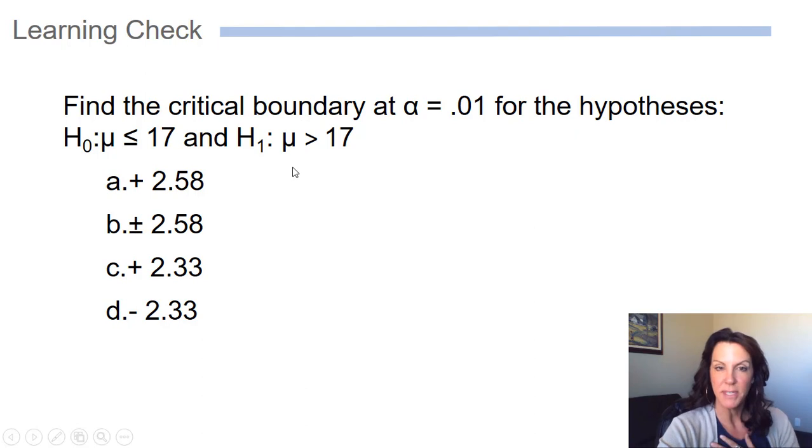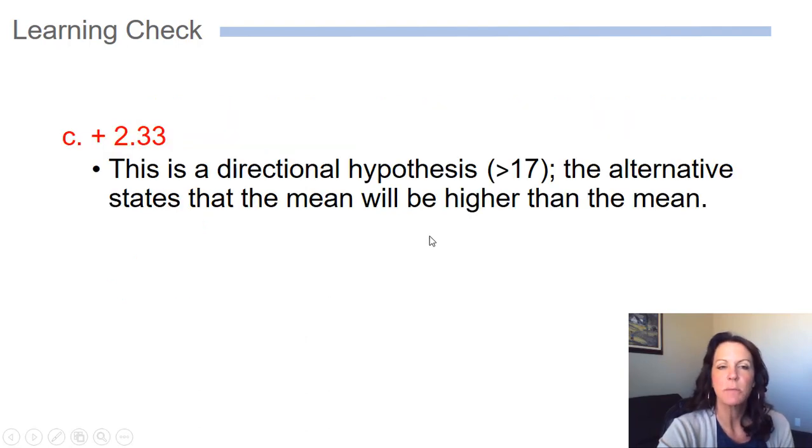And the direction that I'm stating it's going to be in is positive. I think that my sample mean is going to be greater than the population mean of 17. So I'm going to be looking for a positive value. It's a one-tailed test, so I'm loading up all of the alpha in one tail, 1% in one tail. The z-score that's associated with 1% in the tail is 2.33, and my critical z is positive because I'm saying that my sample mean is going to be greater than 17.